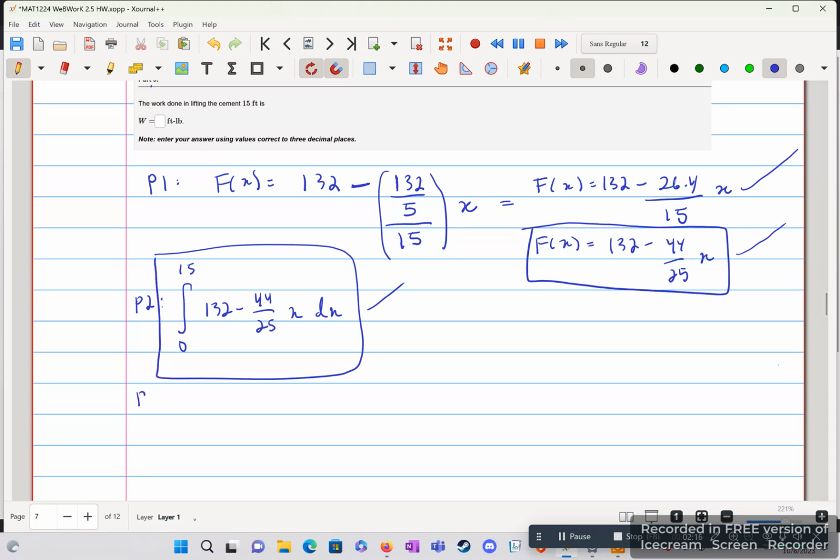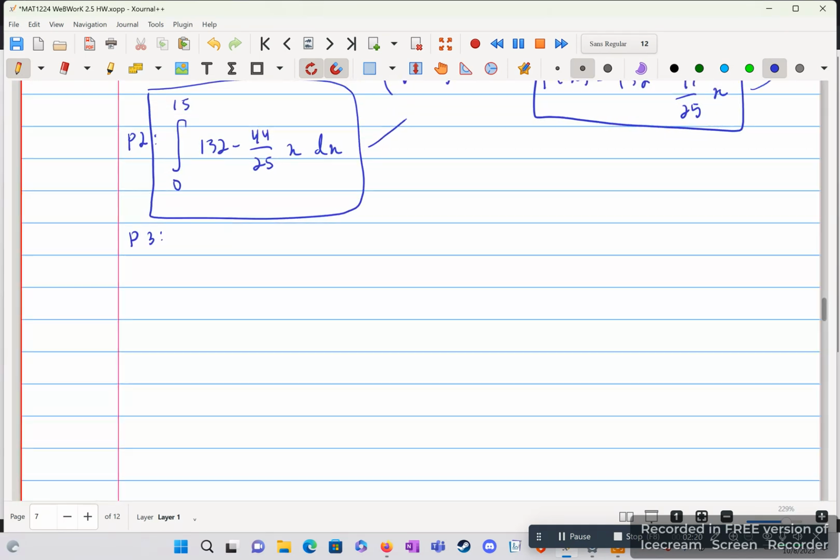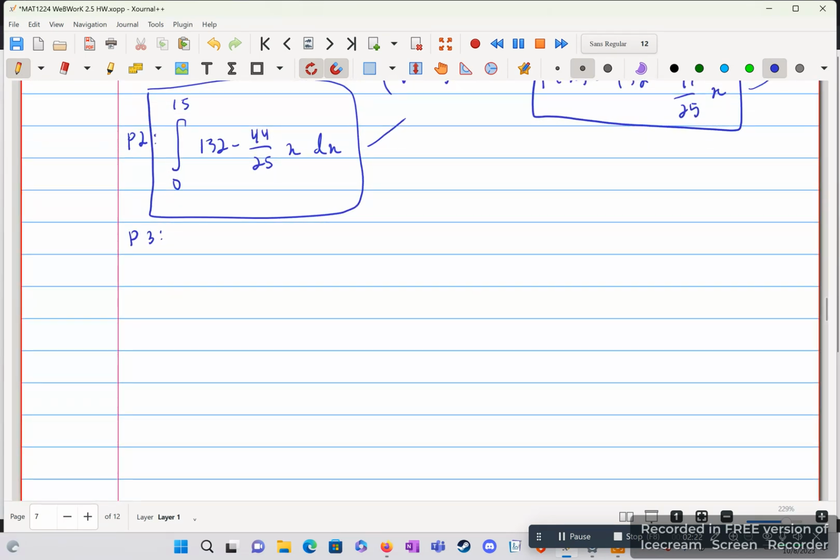Setting up for success. So part 3 is now computing that integral, which isn't, again, bad. We just need to use the power rule. 132x minus 44 x squared over 2. So 2 times 25 is 50. And our bounds of integration are from 0 to 15. The 0 is just going to cancel everything out. So we're going to plug in our 15 here.